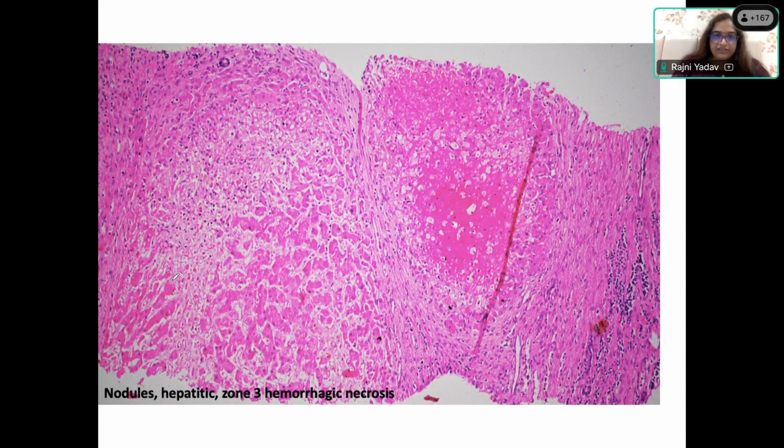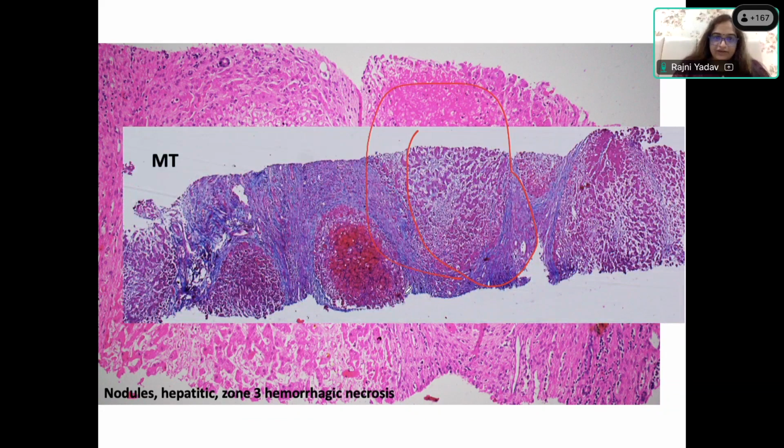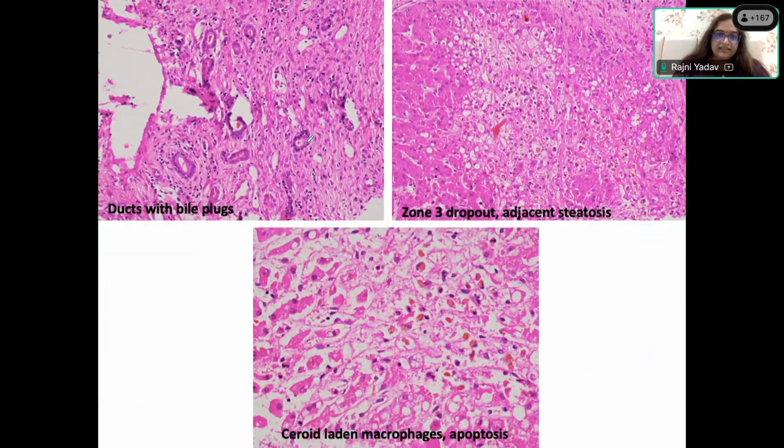So the etiology for this chronic liver disease looks hepatitic because there is this inflammation here. And this is your terminal heart failure related hemorrhagic necrosis, which is predominant in zone 3. So see here also, you can see these are the nodules. So this was a cirrhotic liver. Already the patient had CLD. And see, these are the ducts. In the ducts you have bile plugs and here you have zone 3 hemorrhagic necrosis.